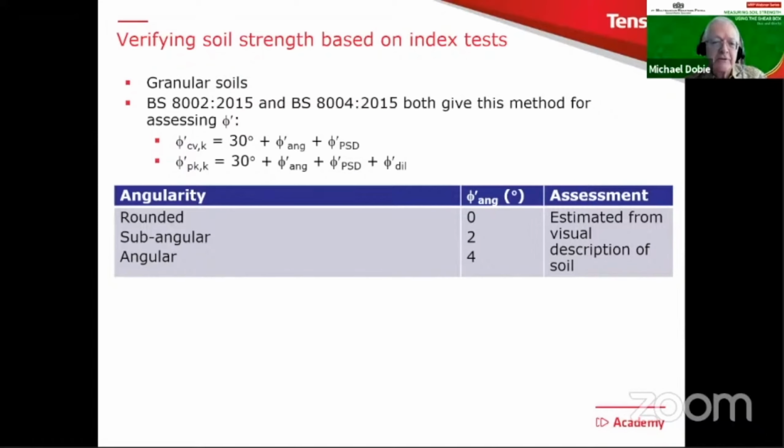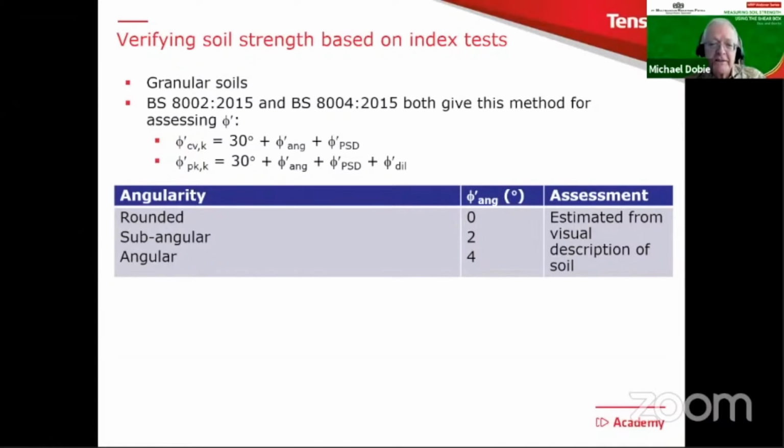So you've got two little equations there. This is for granular soils only, where it says that phi-CV can be taken as equal to 30 plus two more terms: phi based on angularity, or an extra bit of phi based on particle size distribution. The K there means characteristic in Eurocode parlance. And then phi peak is the same, except we add on an additional bit, phi for dilation. And then these tables give you the range of these additional bits of phi value that you can add on.